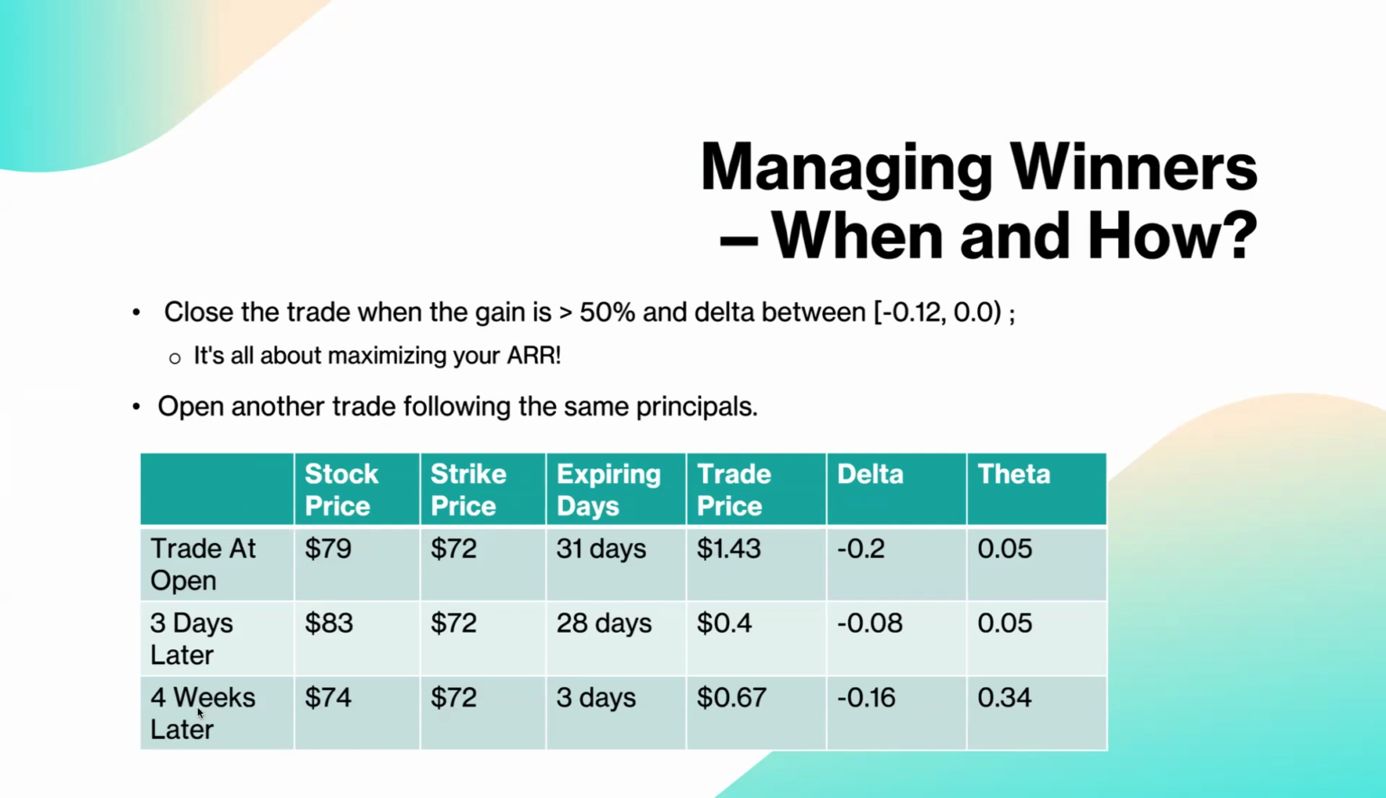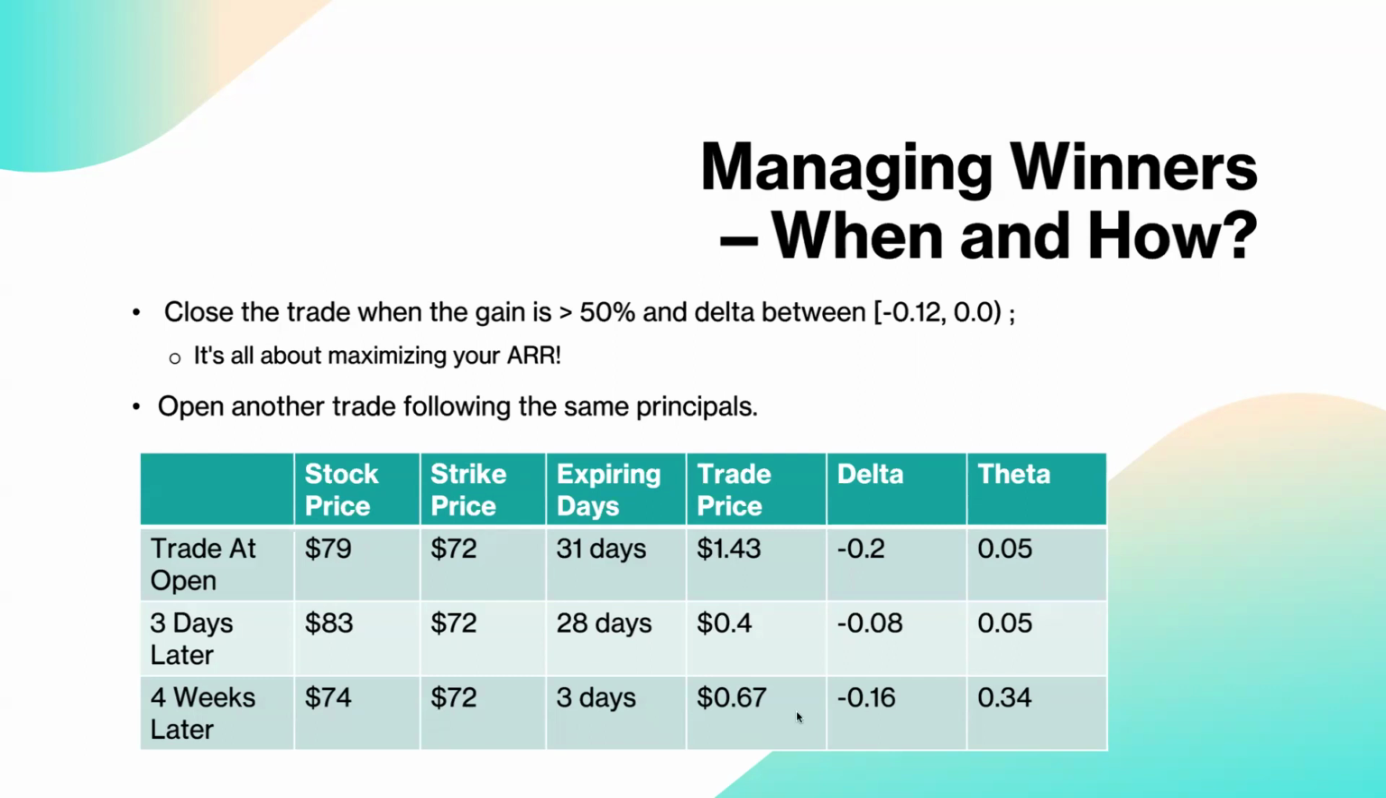Another scenario is the stock stays flat and moves down a little after 28 days. Now the stock price is 74. Of course, strike price is still $72. The trade price is 0.67. We already gained more than 50%.